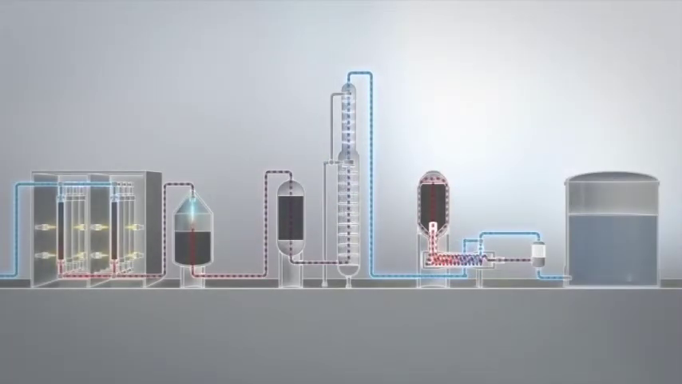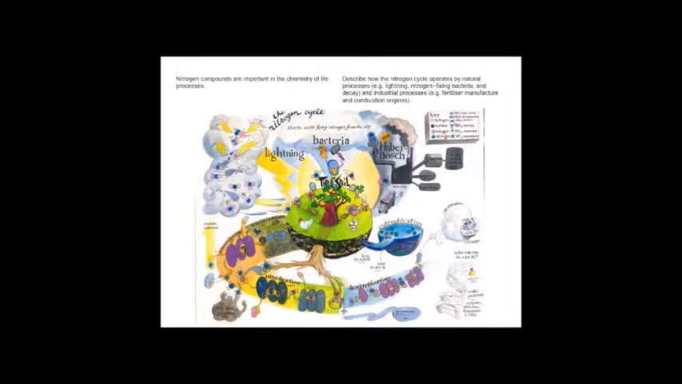A good 3/4 of the global output of ammonia goes into fertilizer production, while the remainder is used for technical products.